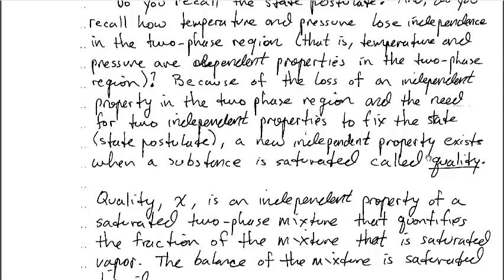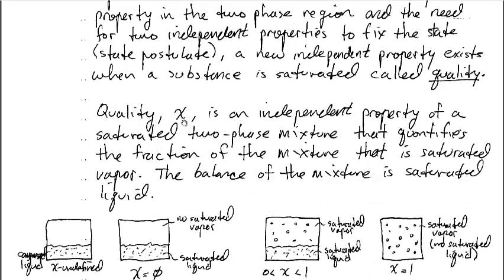Now this quality is not to be confused with the quality that we use to characterize the useful fraction of energy. This quality is meant to only characterize the amount of saturated vapor that exists in a two-phase mixture of a substance. So quality, and we use the letter x to indicate quality, is an independent property of a saturated two-phase mixture that quantifies the fraction of the mixture that is saturated vapor. The balance of the mixture would be saturated liquid.